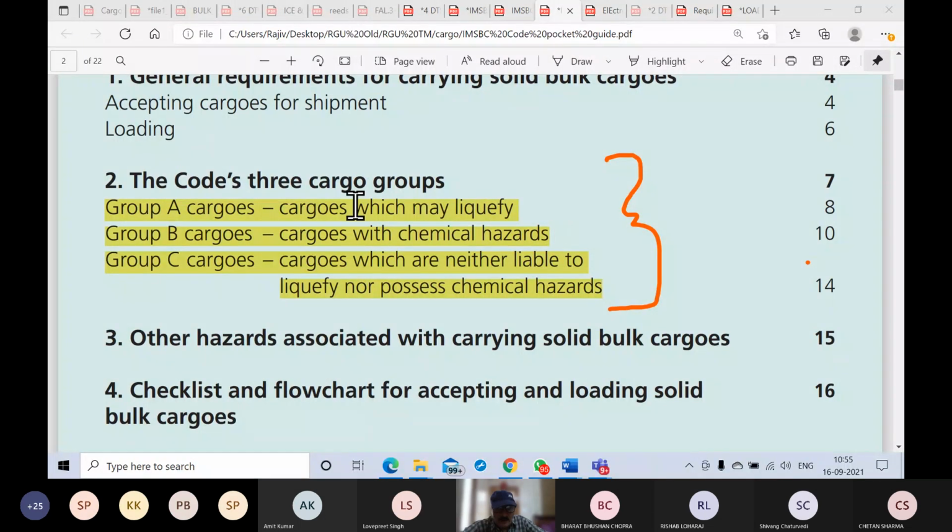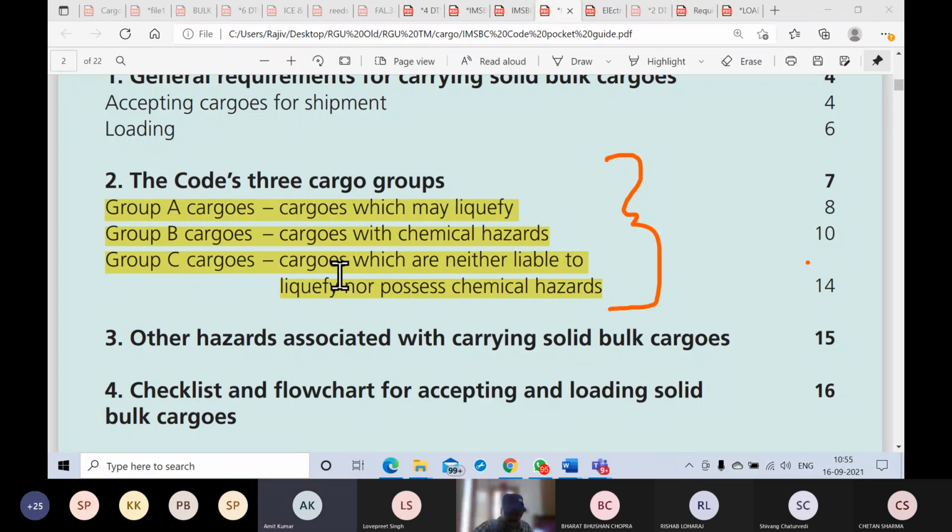The code has 3 cargo groups. Even yesterday I had marked it out. Maybe you need to note it down because you have not been able to respond correctly. It has 3 cargo groups: Group A, Group B, Group C. And this is how it is described. Group A, cargoes which may liquefy, a very important one, which means cargoes which have a tendency to liquefy during transport. Dangerous, of course. Group B, cargo with chemical hazard. And we were talking about Group C, which is cargo neither liable to liquefy nor possessing chemical hazard.